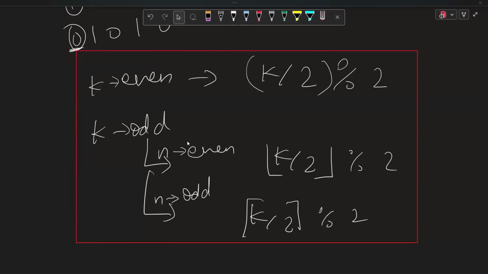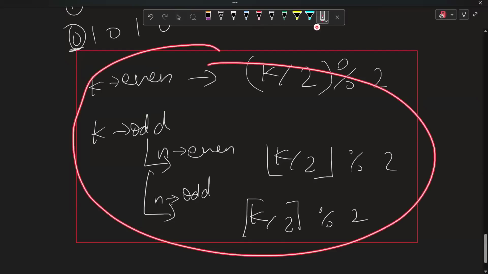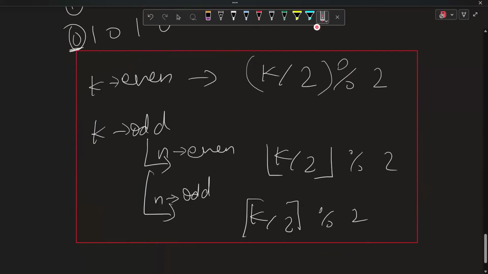You can have many ways to write this expression using XOR and other things also. So whatever way you want to think, you can think. It's just about even and odd only. This problem was just about thinking about even and odd cases. So in our code, we just need to write this. If k is even, just do k by 2 and check whether this thing is even, then answer yes, else answer no.